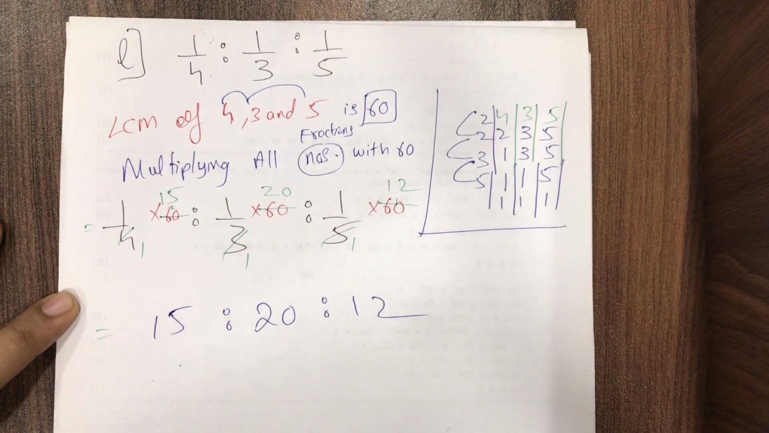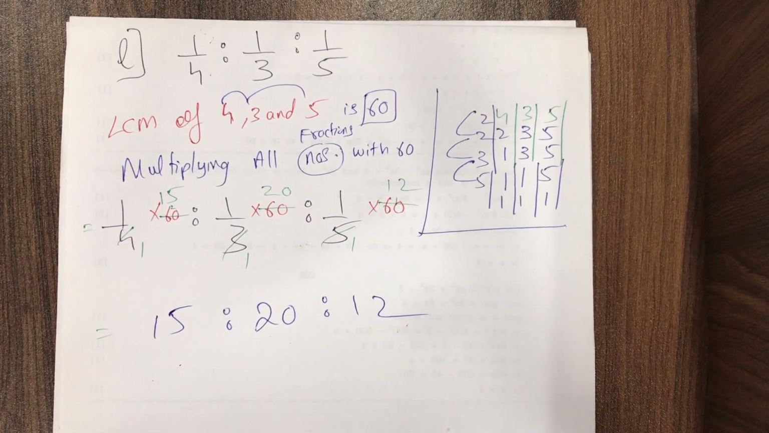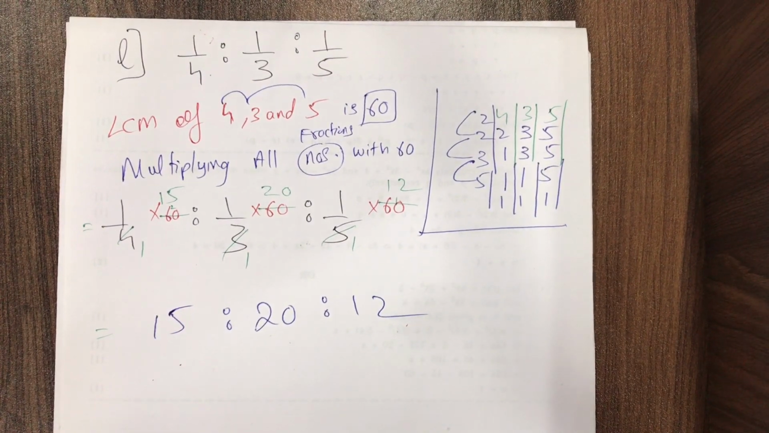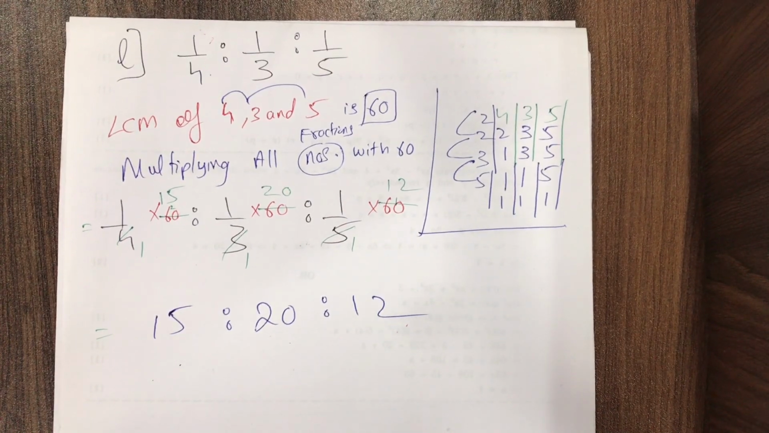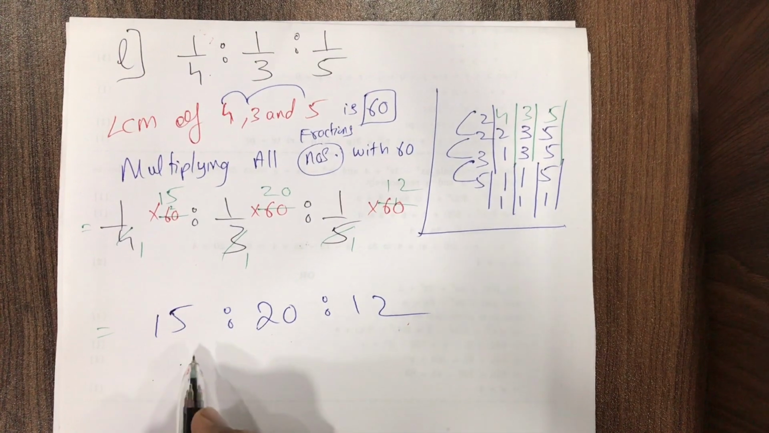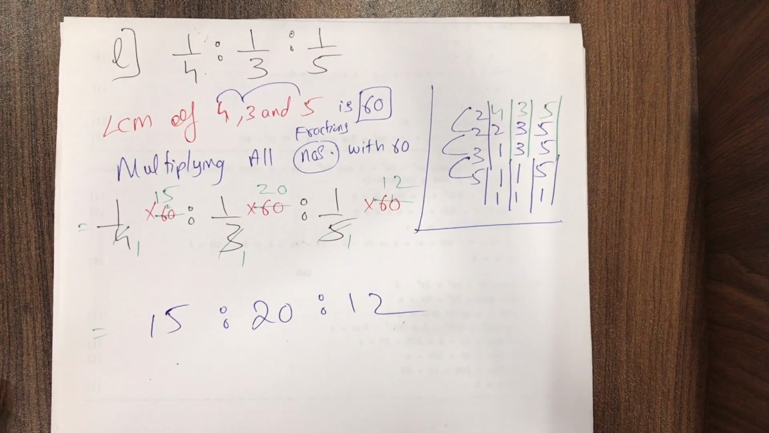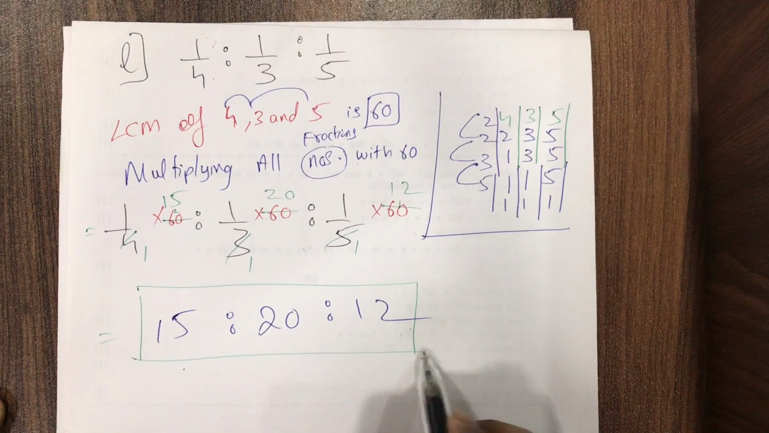I very well know, students, that 15 and 12 go in the 3 times table. I also know 20 and 12 go in the 2 times table. But tell me, students, is there any number by which all 3 numbers get reduced? Is there any number which goes in all the 3 numbers? The answer is no. There is no number which goes in all the 3 numbers. We cannot say 5 goes in this and 5 goes in this, but 5 is not going in this. We should have that number which goes in all the 3 things. So this is our answer. This is the simplest form, students.